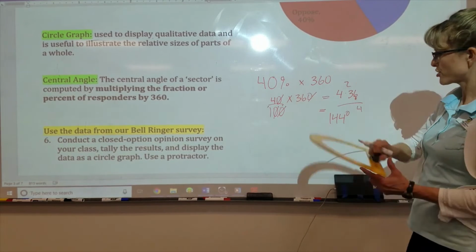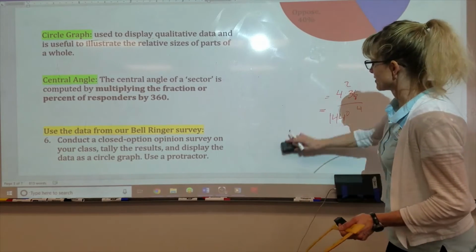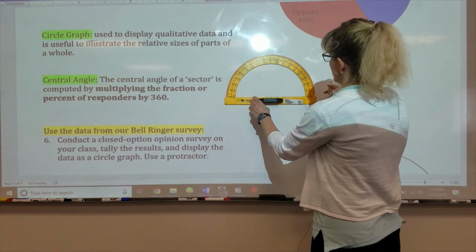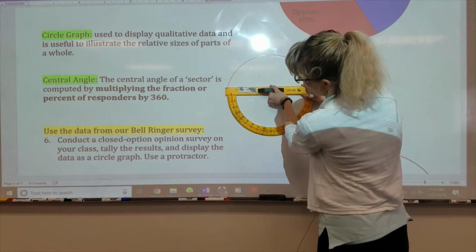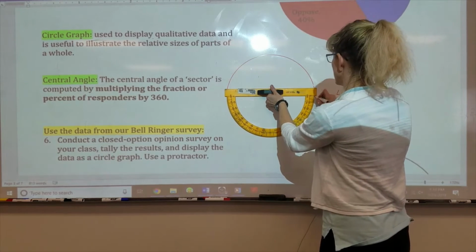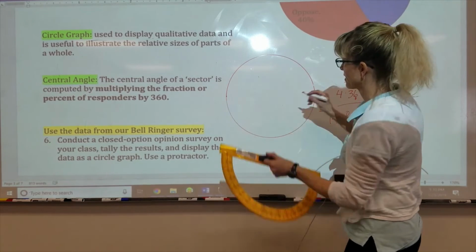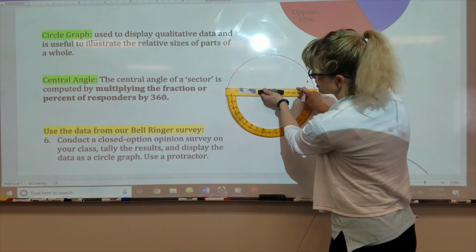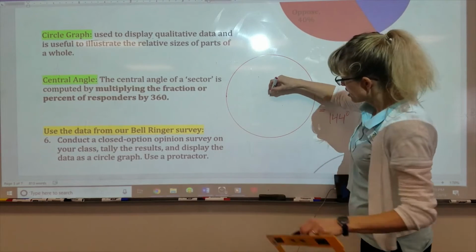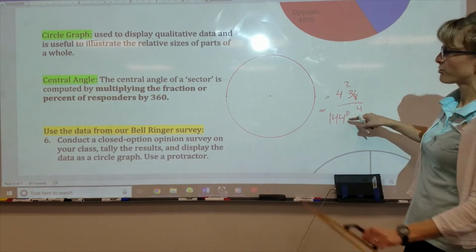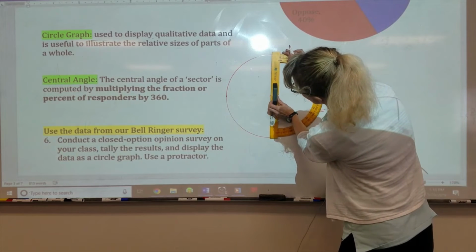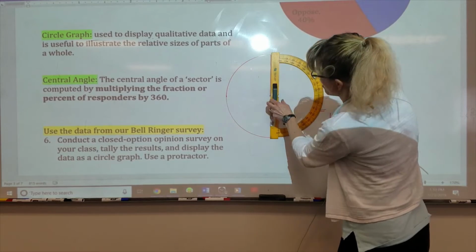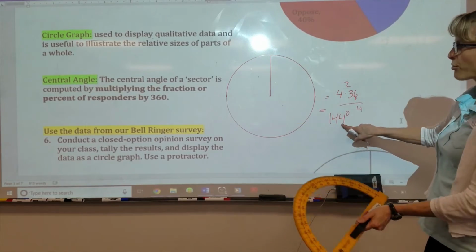So if I were going to take my protractor, and if I had a nice handy circle, and I wanted to show, whoops, I lost my center. Let's make sure I got my center in there. Right there. So if I wanted to show 144 degrees, I'm just going to pick a point on the circle and draw a radius, not a diameter, right through the center. Doesn't matter where. And then I'm going to measure at 144 degrees.